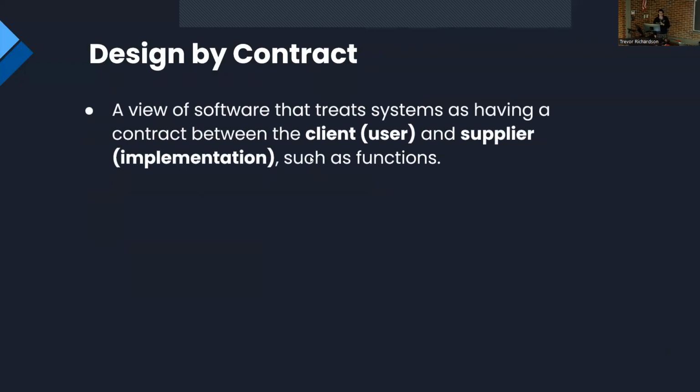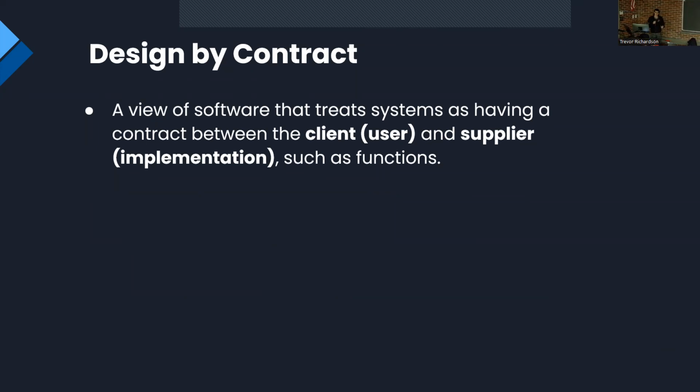Okay, so we're going to talk about the main idea of this presentation, which is design by contract. This is basically an idea where software has a contract between the client, or someone who uses the software, and the supplier, which is basically the implementation. And it's something like functions, right?